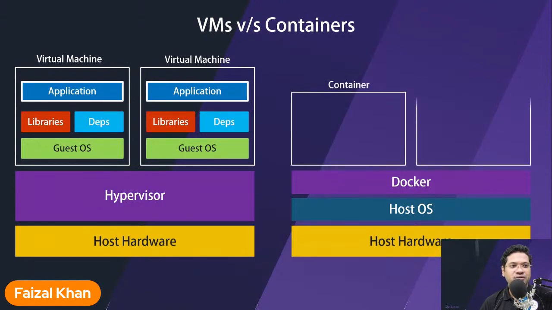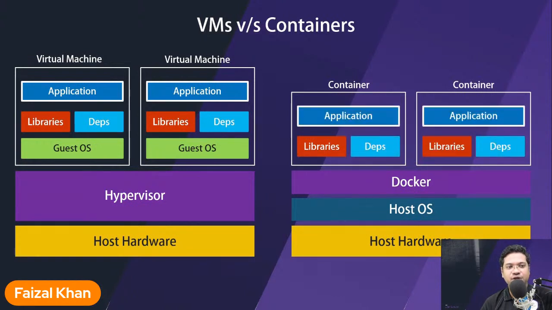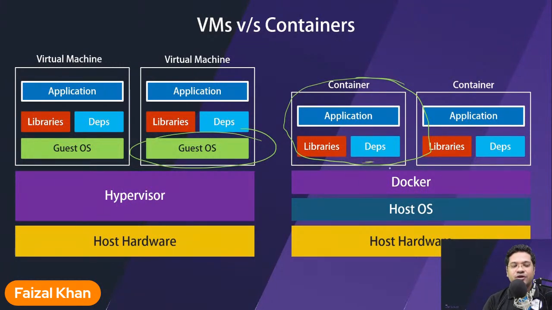Now, what you do here is you're essentially running the containers on top of the Docker service, right? And this will only have the libraries and dependencies and then your application. So you can see here a big chunk of that guest operating system is removed, so you don't have to worry about having to maintain your operating systems here. And everything your application needs will be contained within this container. And because it doesn't have any operating system dependencies, well, mostly, you can take this container and literally run it on any system that has Docker.